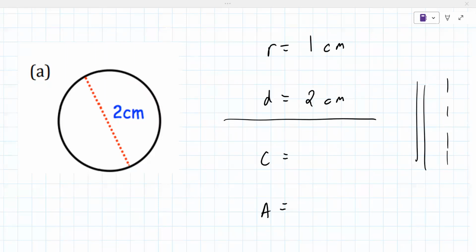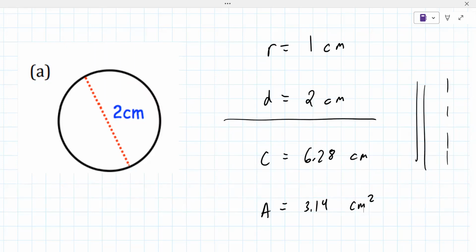So is the circumference 6.28 and the area 3.14? What about units here? What are the units of circumference? Centimeters. And area? Centimeters squared. Good, really good.